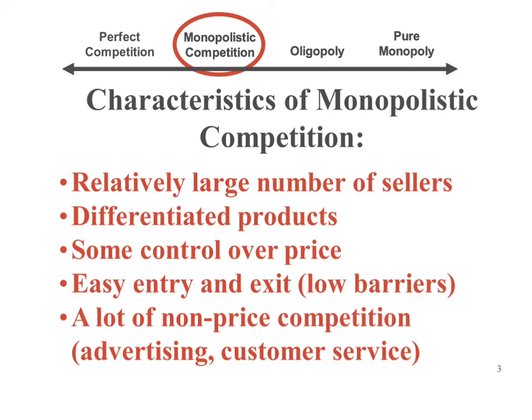Keep in mind that monopolistic competition is on the scale very similar to oligopoly and pure monopoly. It's an example of imperfect competition. So really, only perfect competition has a market that has maximized consumer and producer surplus. All the rest of the markets are imperfect.